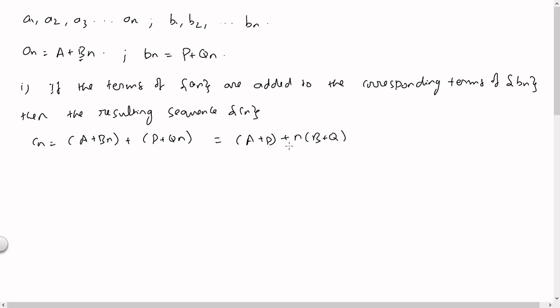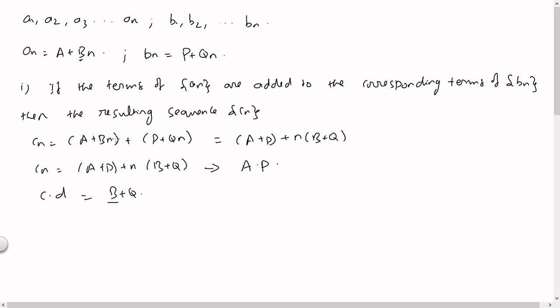Are you following? So you can see that the resulting expression for Cn, which is a plus p plus n into b plus q, is a linear expression in n. So we can say that this represents the terms of an AP. That is one observation. What is the second observation? What about the common difference? The common difference is the coefficient of n, which is b plus q.